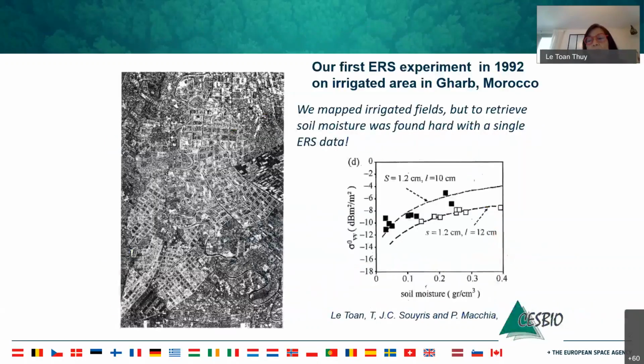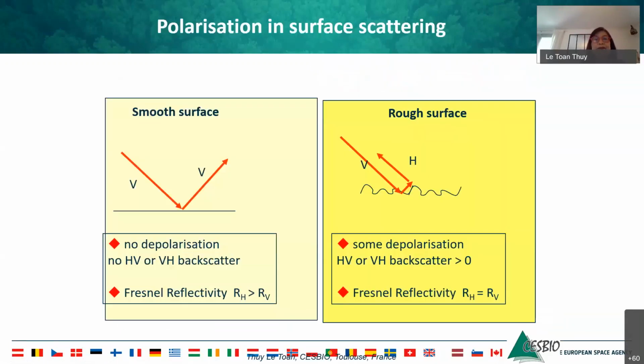And here, what we did a long time ago, we have here the field irrigated in Morocco, but it depends on the roughness of the field, and it depends only on the correlation length of the field. So it was considered that it's difficult to retrieve just the soil moisture.